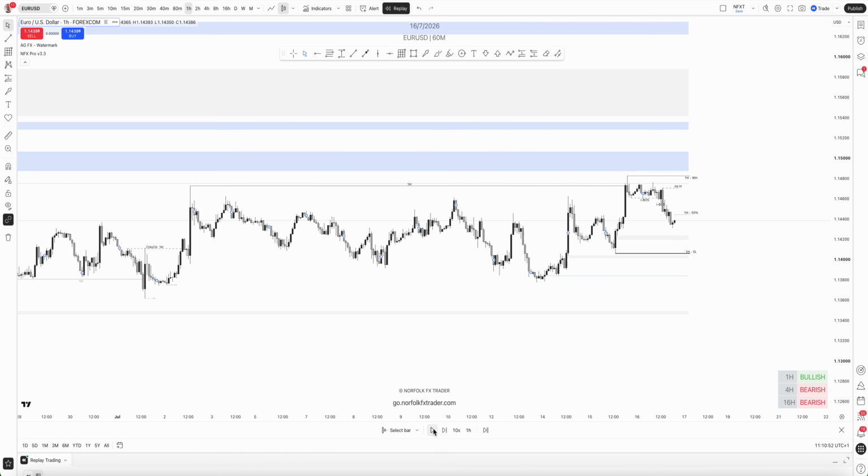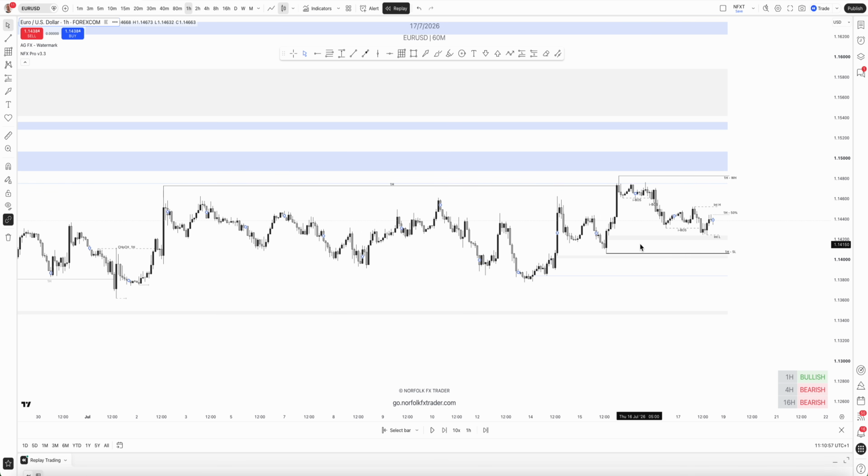So let's see if we run to that next imbalance. You can see where price is going to move. We've gone into that imbalance. Did we touch it yet?